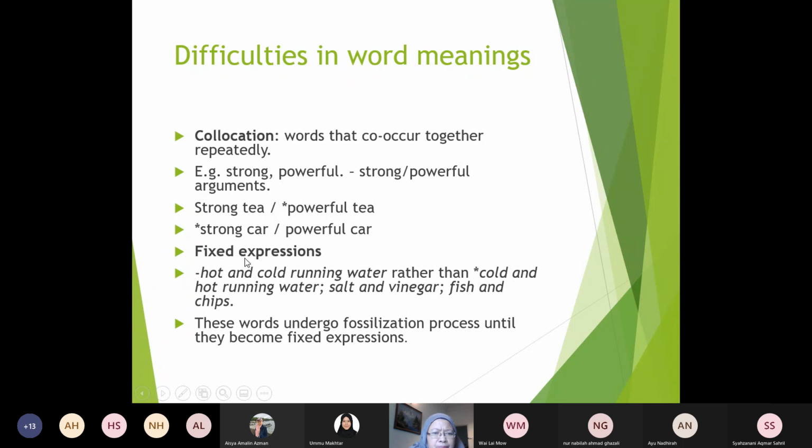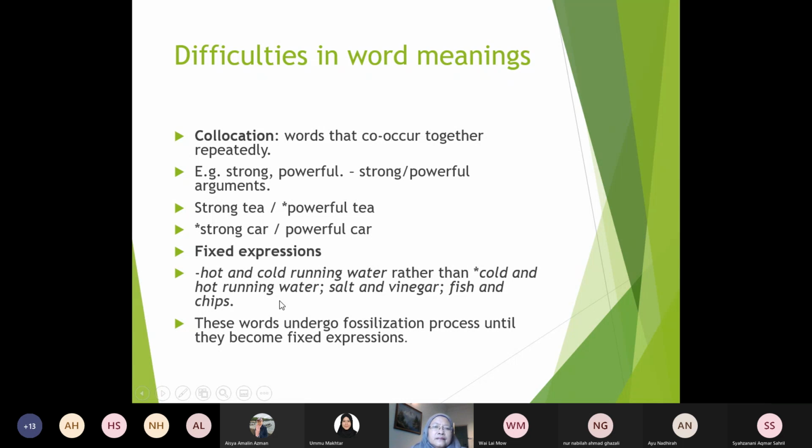And then we have fixed expressions, like hot and cold running water. It's always said that way, never cold and hot running water. We always say salt and vinegar, not the other way around. We always say fish and chips. We never say chips and fish. It's always fish and chips. So these are fixed expressions.